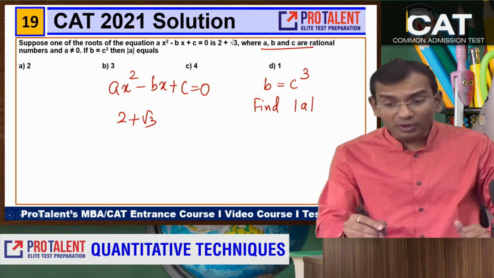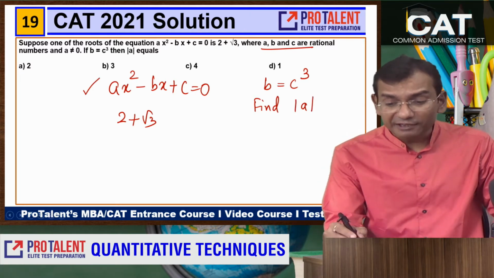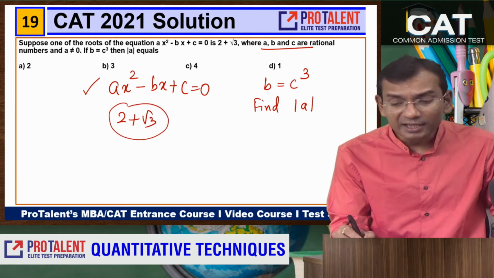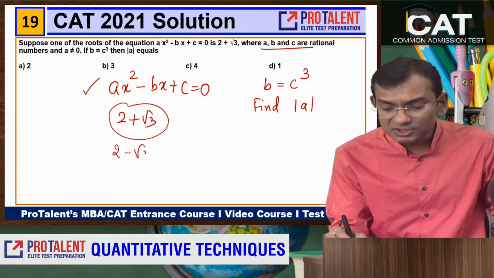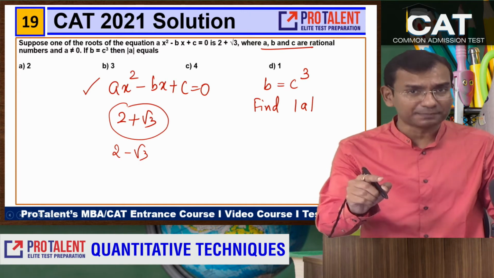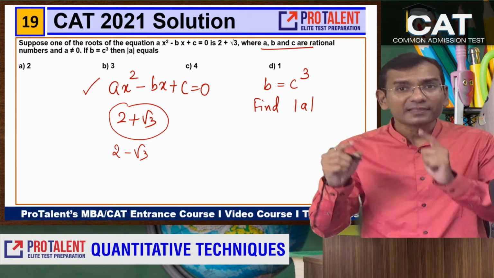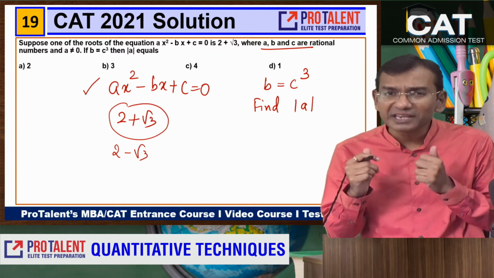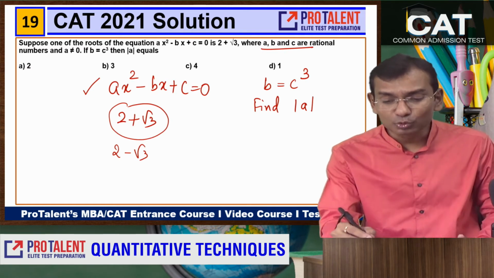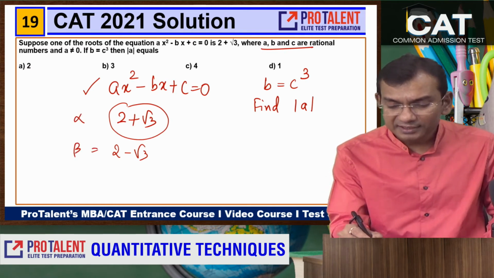Now I know in a quadratic equation, if one of the roots is 2 plus root 3, another root would be 2 minus root 3. If you know this concept, then possibly this question is very fast. ठीक है. So there are two roots, one is alpha, one is beta, ठीक है.